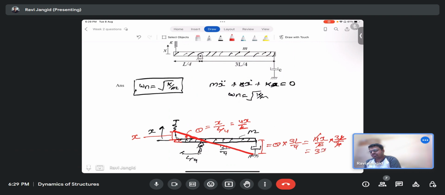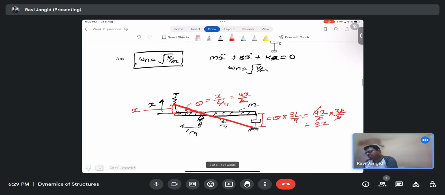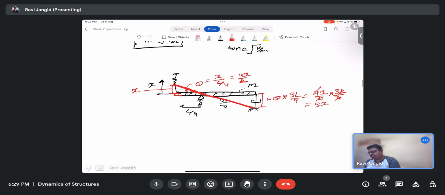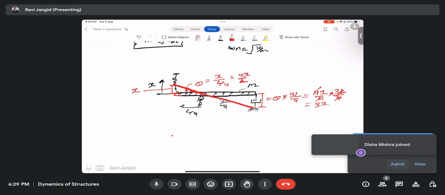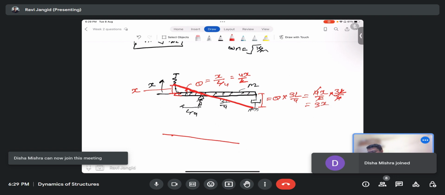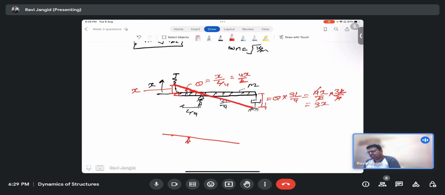So that becomes 3x. Okay. So now what are the forces acting on this system? Like a bar, at this point it is a hinge. So if my bar tries to move downward, then there is a damping force Fd applied, resisting it here, and then my resisting force from the spring Fs would be applied here.